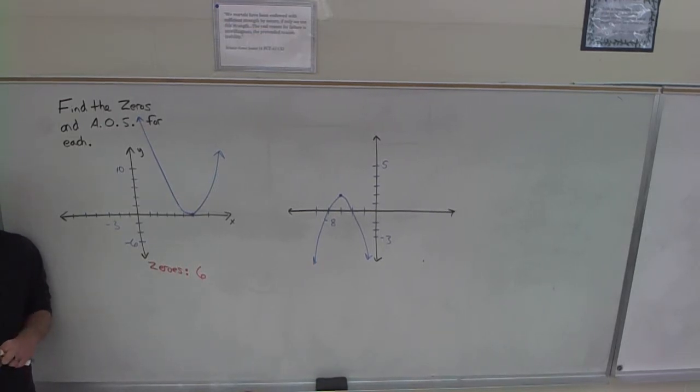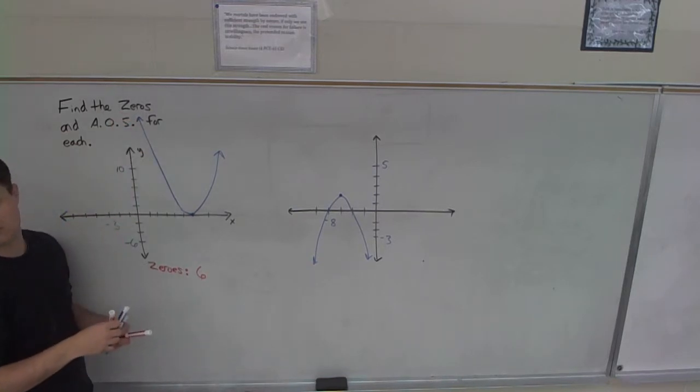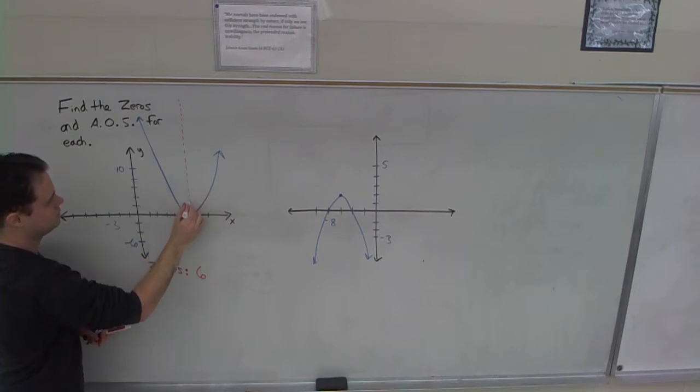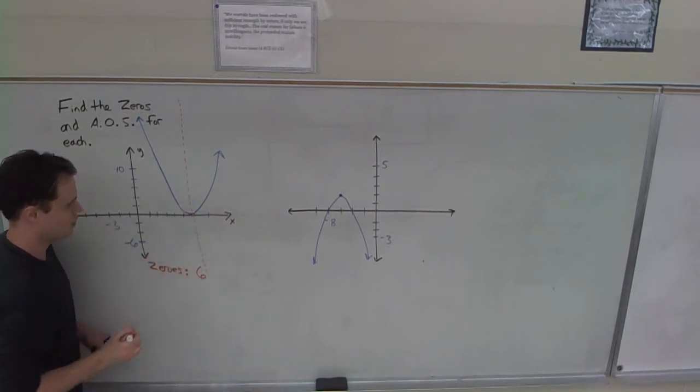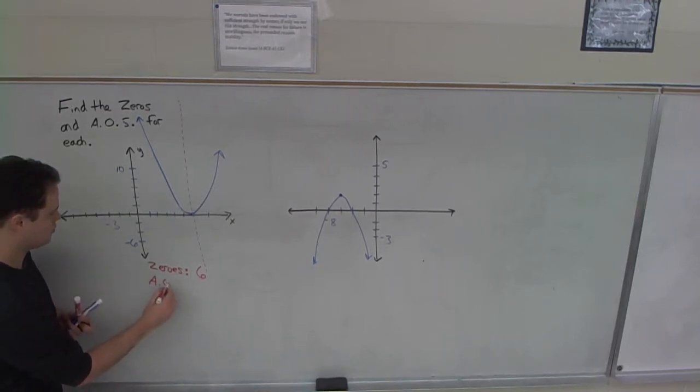What do you guys think for the axis of symmetry? Where should I draw my mirror image? Well, I kind of made this part go up higher. I shouldn't have, but right here, right? This time, I think the axis of symmetry goes right through the 0.